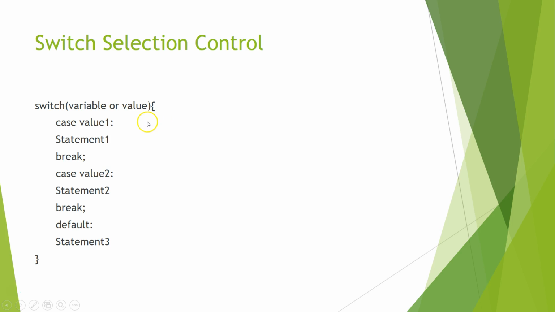Okay, what if this case doesn't meet this value? It will go to the second case, value 2, and evaluate whether this variable or value equals this value or not. As we know, if yes, it will execute all the statements until it gets a break statement, and then it will go out. What if none of the cases meet the required values? Then the statements after the default keyword are executed.